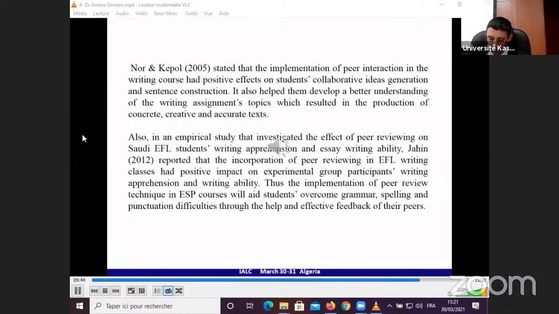Also, in an empirical study that investigated the effects of peer reviewing on some EFL students' writing apprehension and essay writing ability, Jenny reported that the incorporation of peer reviewing in EFL writing classes had positive impacts on experimental group participants' writing apprehension and writing ability. Thus, the implementation of the peer review technique in ESP courses will help students overcome grammar, spelling, and punctuation difficulties through the help and effective feedback of their peers.